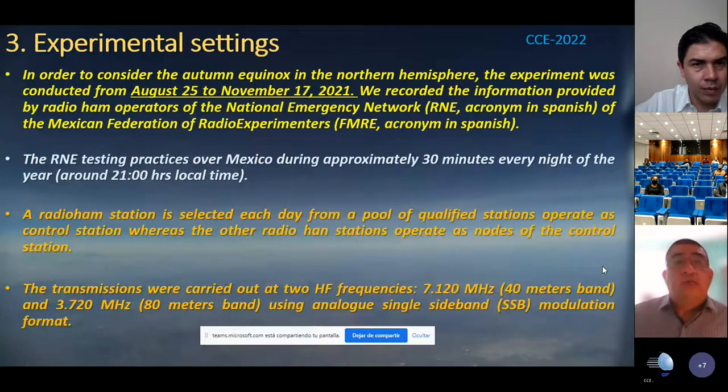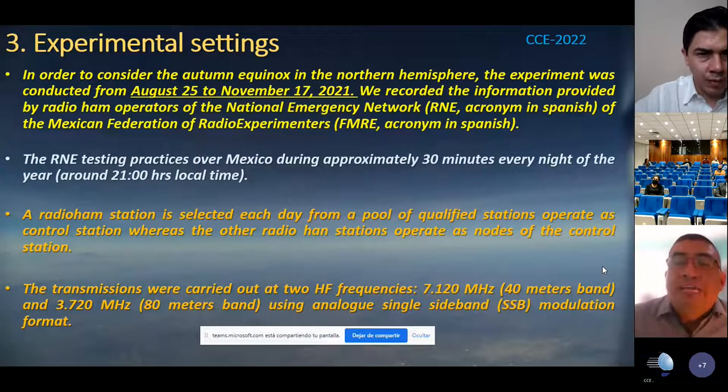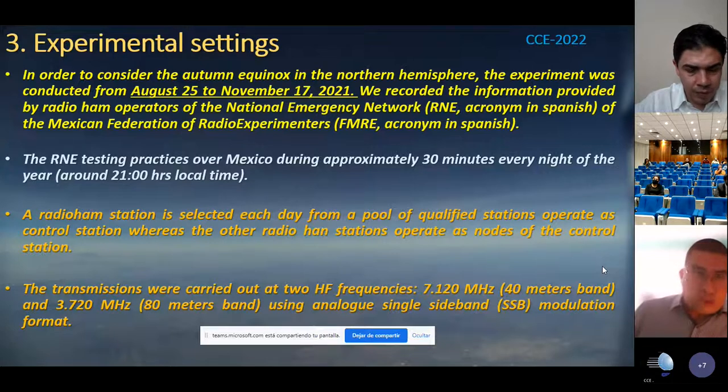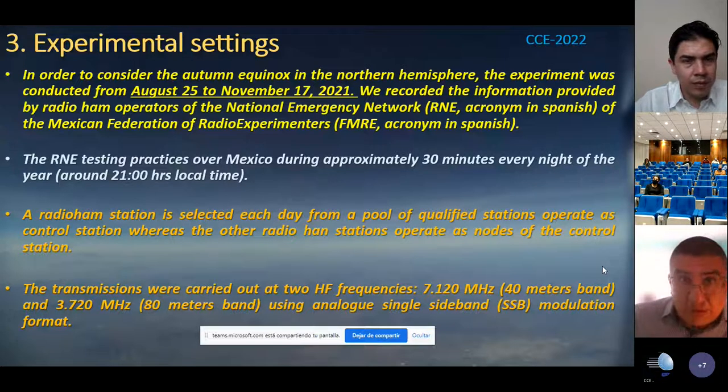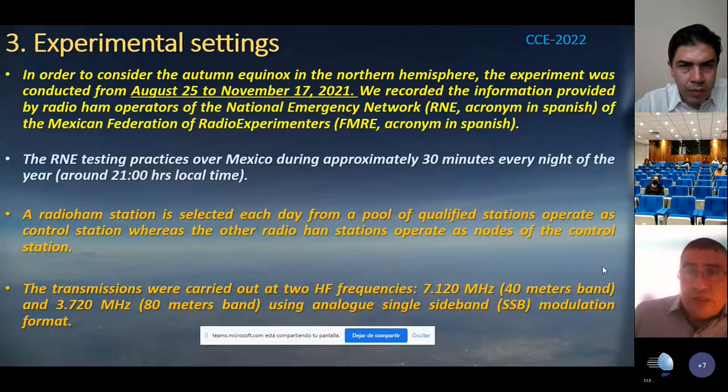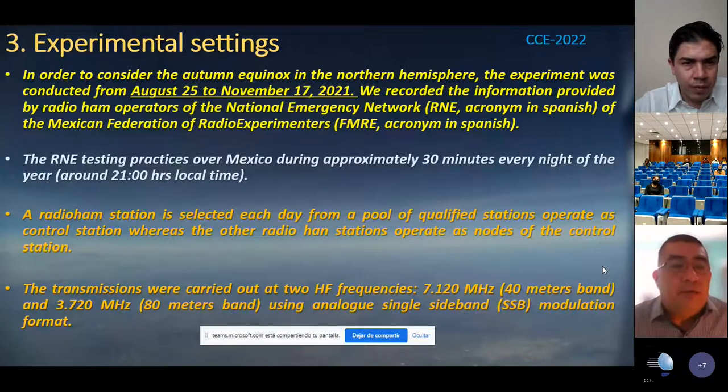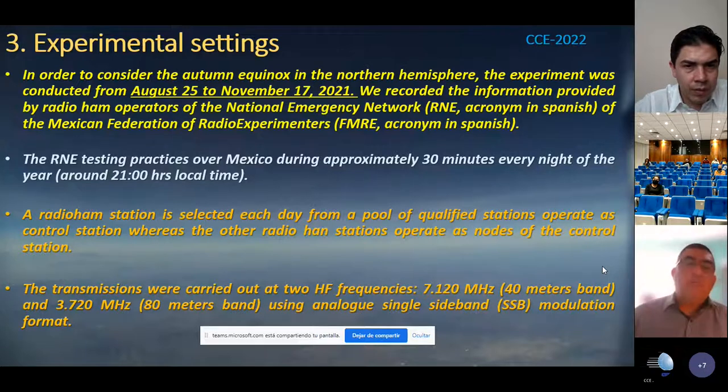Well, in order to consider the autumn equinox and the northern hemisphere, this experiment was conducted from August 25 to November 2021. We recorded the information provided by Radio Ham operations of the National Emergency Network of the Mexican Federation of Radio Experimenters, testing practices over Mexico during approximately 30 minutes every night of the year.